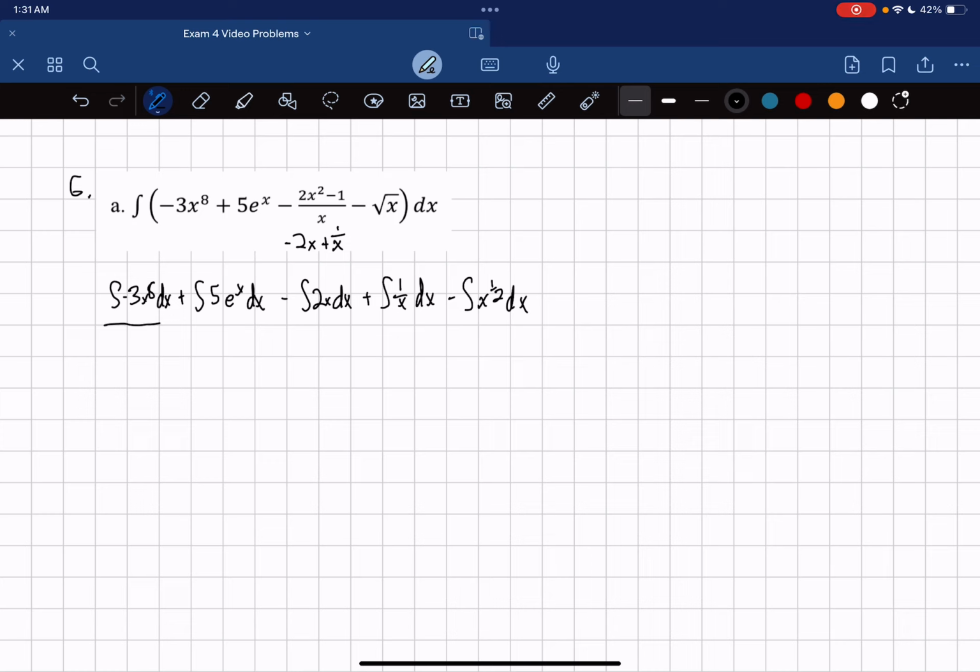For the first term of negative 3x to the 8th, we can simply use power rule. Negative 3x to the 9th over 9. Plus, then next we have an exponential form. The antiderivative of e to the x is just e to the x times its constant 5, plus 5e to the x. Next, we have 2x, which can simply use power rule again.